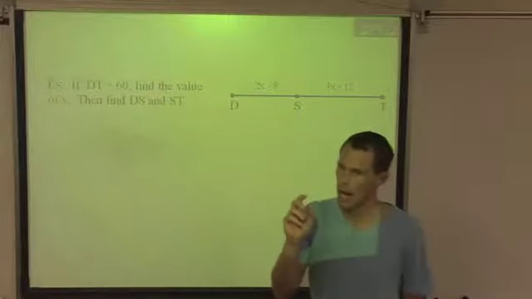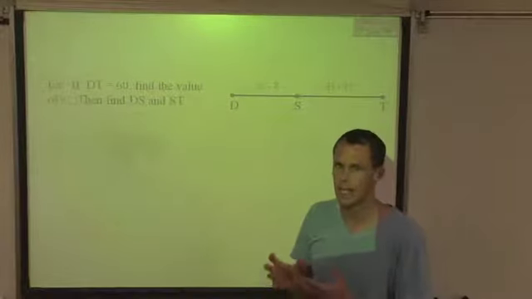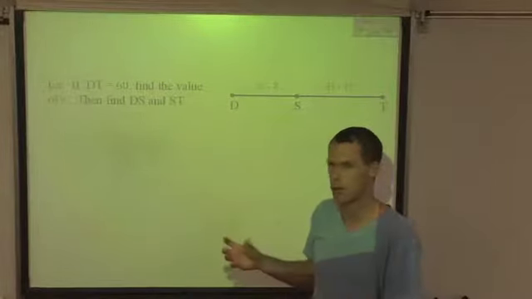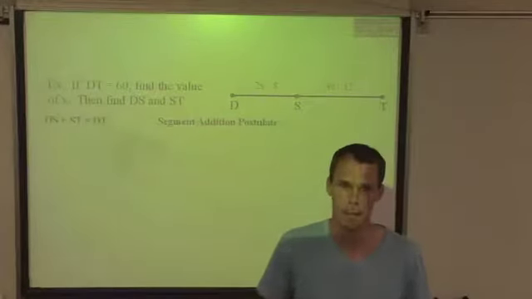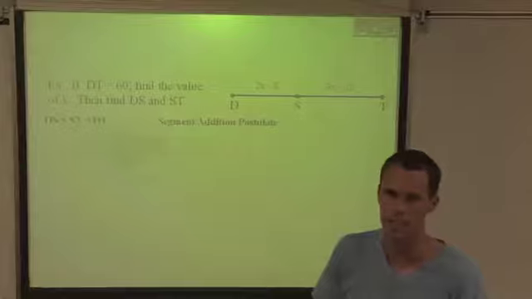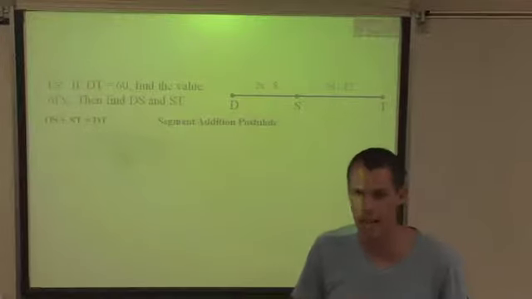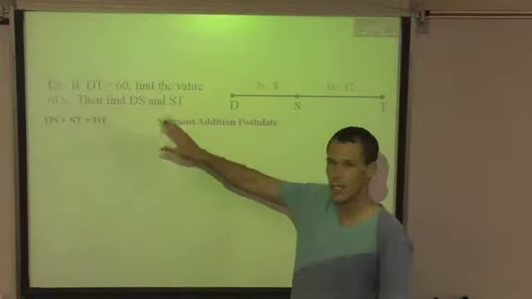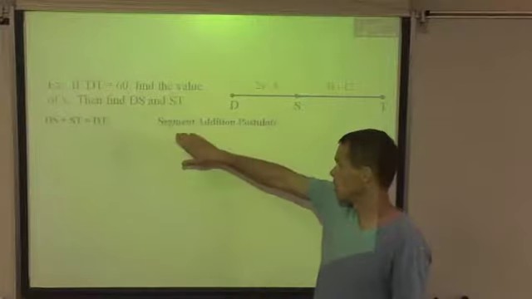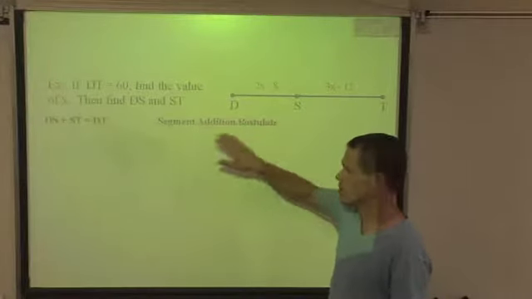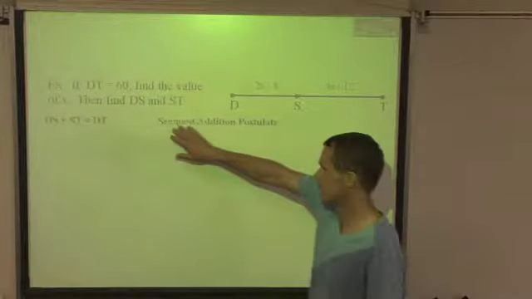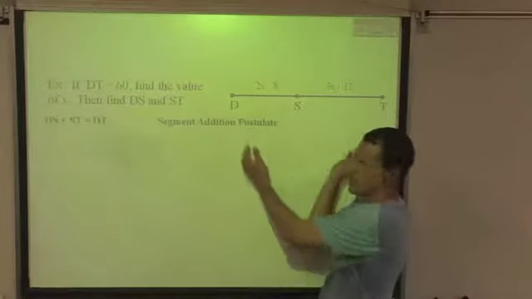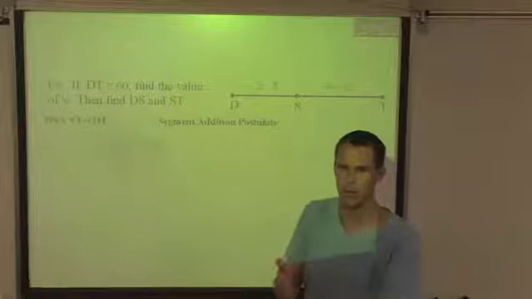Now, I've been encouraging you guys to write down the geometry formula. And in this case, we would write DS plus ST equals DT. Now, the addition for today is that from now on, in our work we must write why. Why is DS plus ST equals DT? Because that is the application of the segment addition postulate, which says part plus part equals whole.